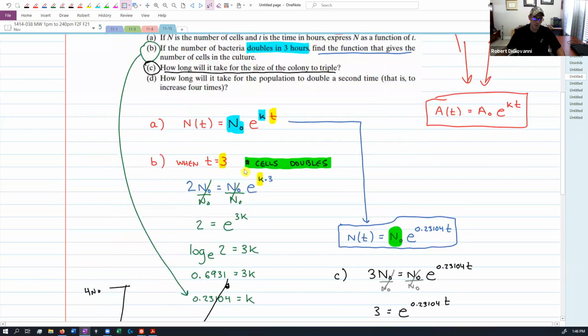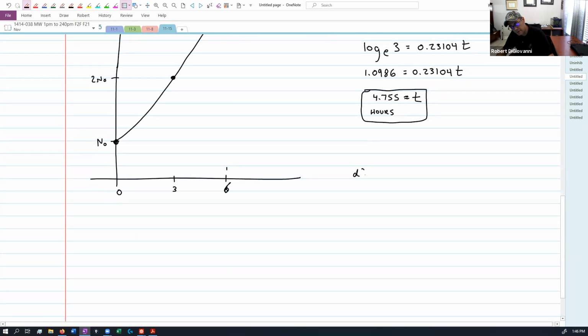Now, what if we didn't do it that way? What if we just set up the equation? We want it to quadruple, right? 4 times the original amount equals n naught e to the 0.23104 t. We could go through all the math, cancel the n naughts. I'm going to go fast through this because I hope you would know how to do this. Create the log. It becomes natural log 4 equals 0.23104t.